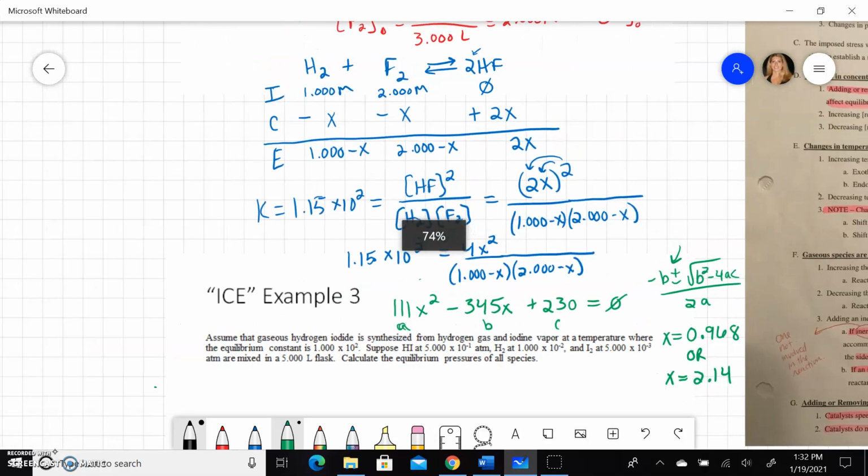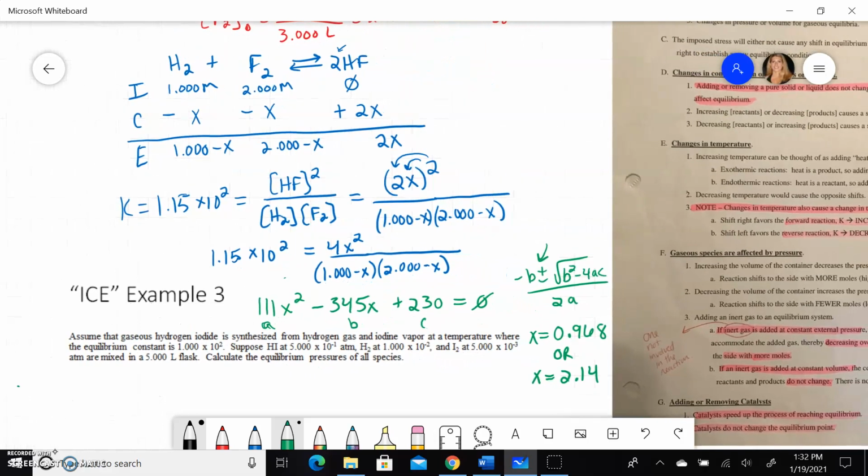So if we go back up to our icebox up here, notice that if x was 2.14, if you plug in x right here, 1 minus 2.14 is going to give you a negative concentration, and that's impossible. The lowest concentration we can have is 0. So that will tell you which one is going to be the x value. So again, only one of your x's will make sense. The other one will give you a number that's going to be impossible.